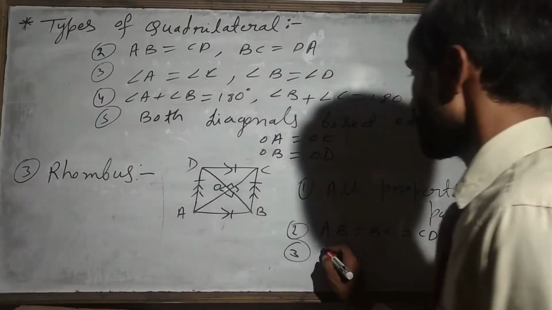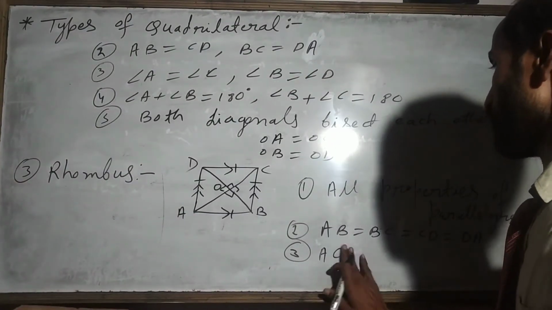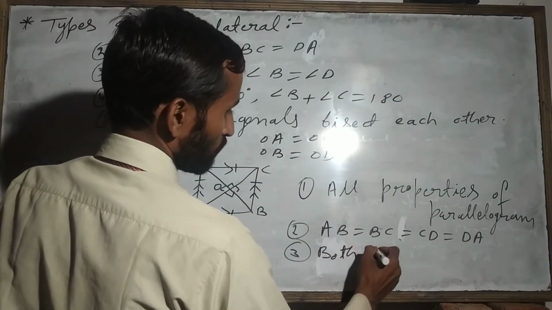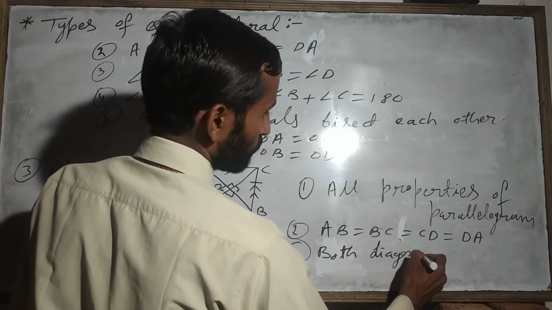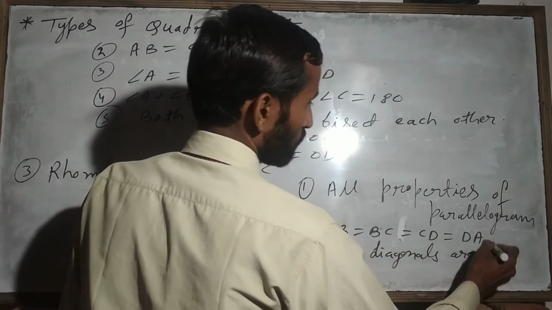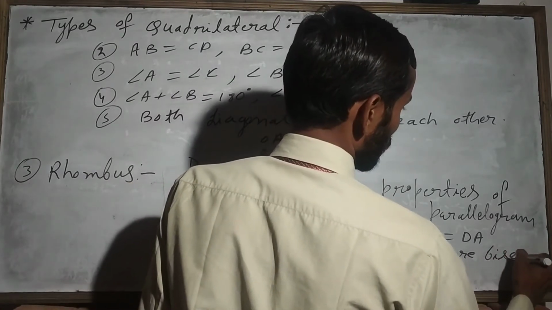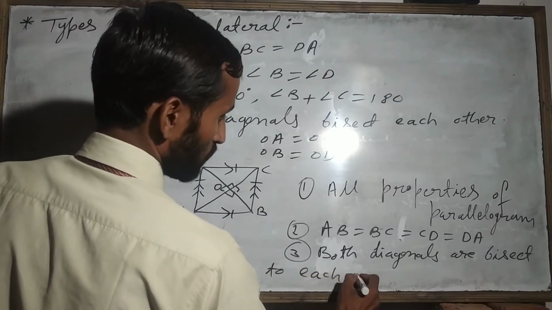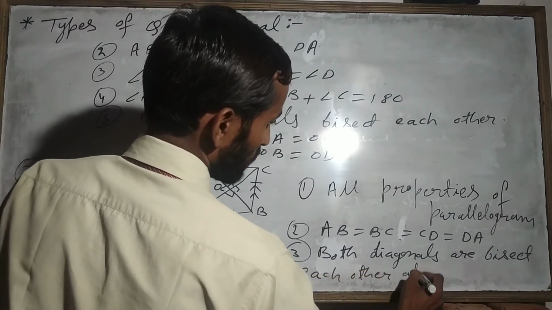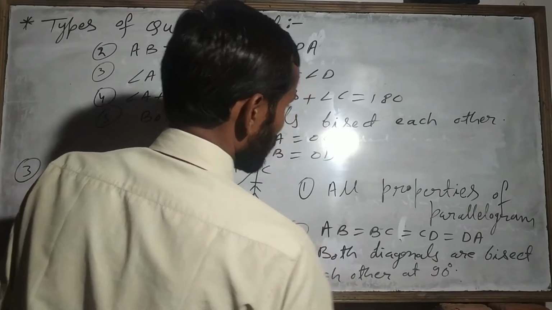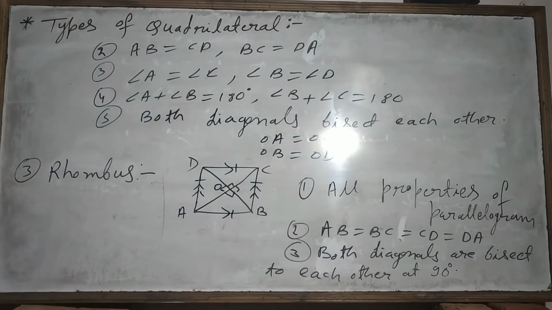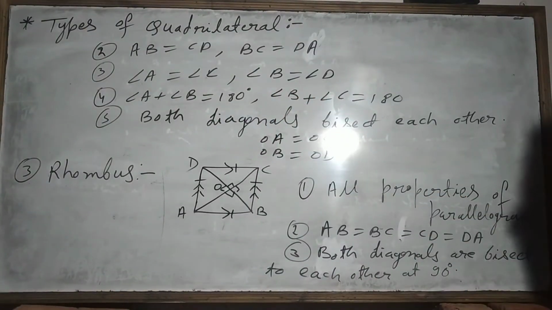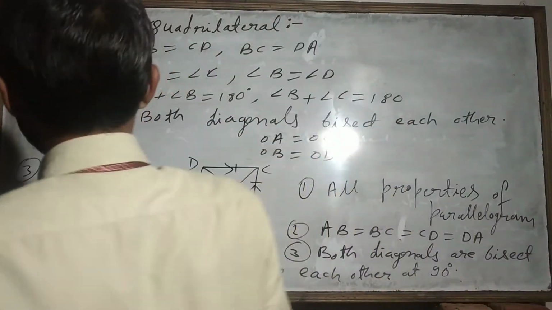So we will write down here: AC and BD, both diagonals bisect each other at 90 degrees. These are the main properties of the rhombus, and all properties of the parallelogram will come in the rhombus also.